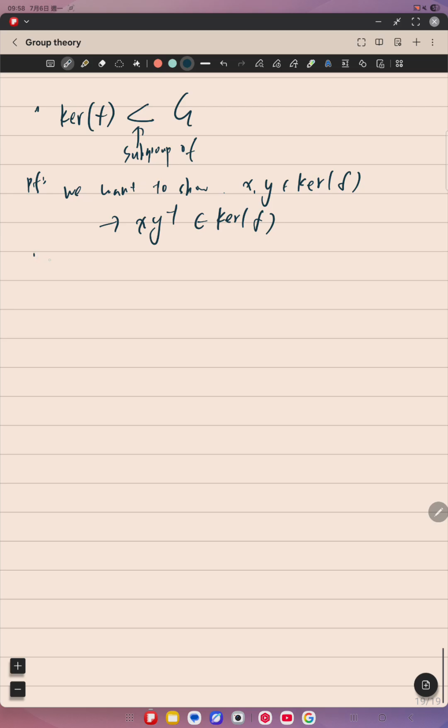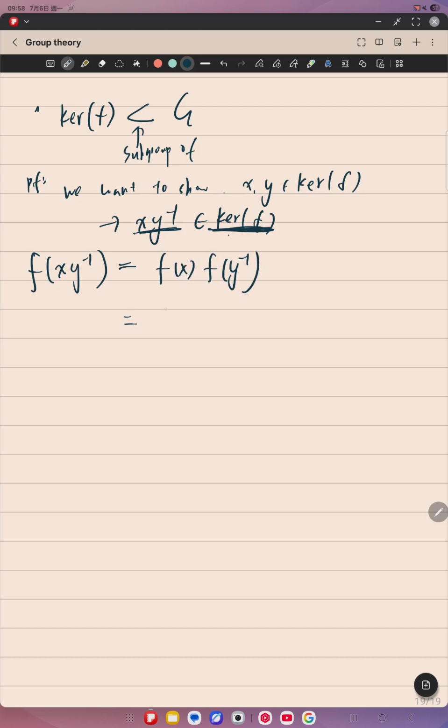Okay, so the proof is very simple. Now I just compute f of x y inverse. If I can show it's the identity, then it must be in the kernel. So this is f(x) and f(y) inverse, and this is f(x).